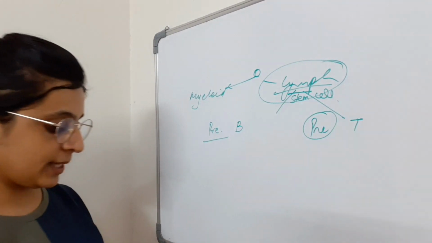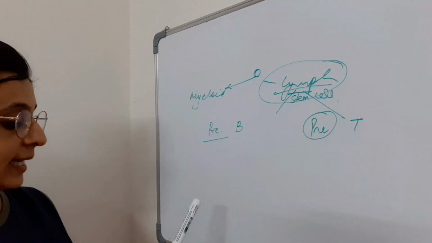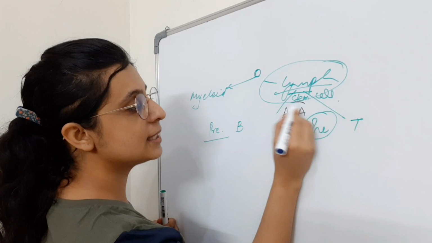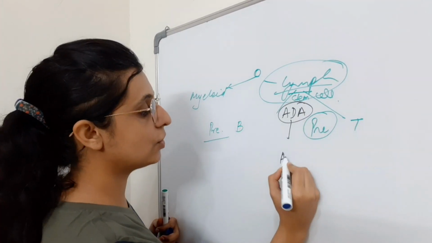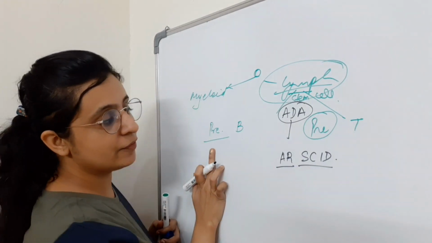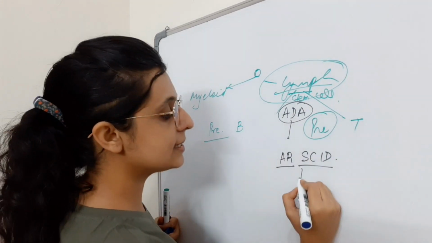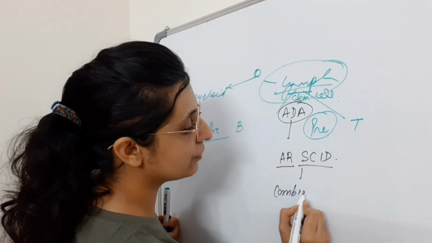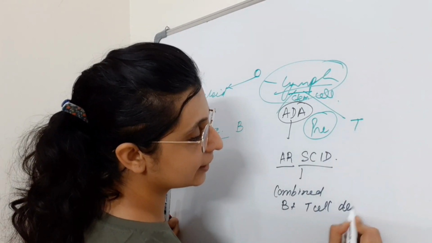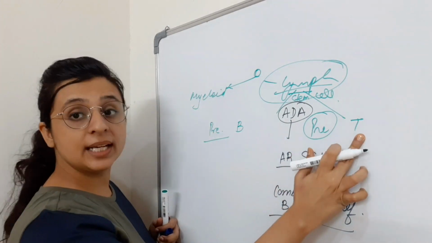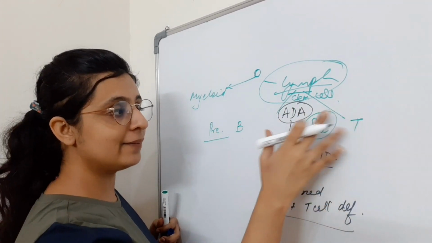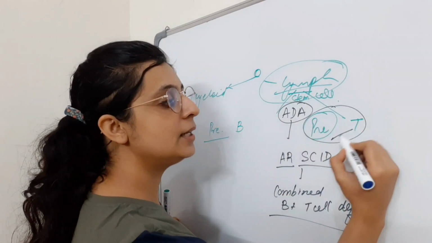This requires the presence of an enzyme called ADA, adenosine deaminase. Any deficiency of this enzyme will result in a disease called autosomal recessive SCID. Because the defect is in both the B and T cells, it leads to combined immunodeficiency, or combined B plus T cell defect.